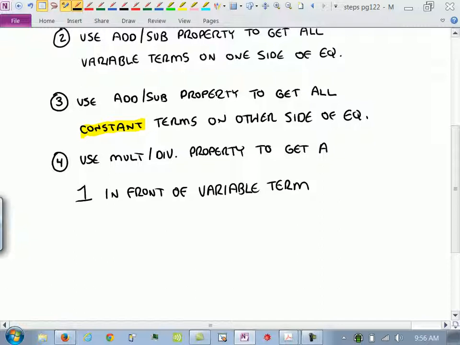And then the fifth and final, oh, I said sixth step, I lied. Fifth step is to check your answer. That'll be your answer, whatever you get in part 4. We'll check the answer in part 5.